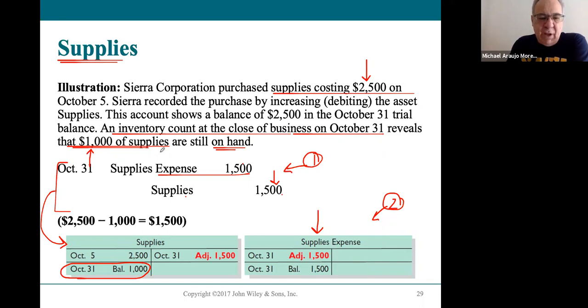Okay. So this is what you have for supplies. This is how supplies work all the time. You're going to debit supplies expense and credit supplies when you make an adjusting entry to supplies at the end of the period, whether the end of a month or the end of a year. It's the same entry. This is the same journal entry all the time.